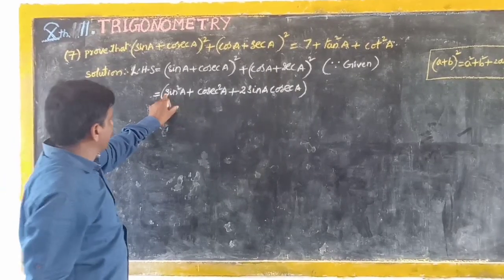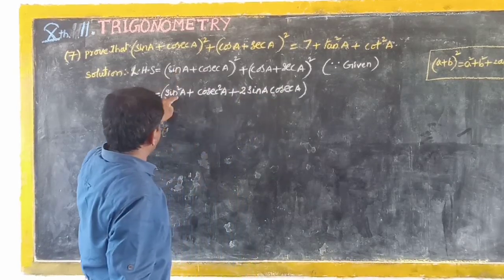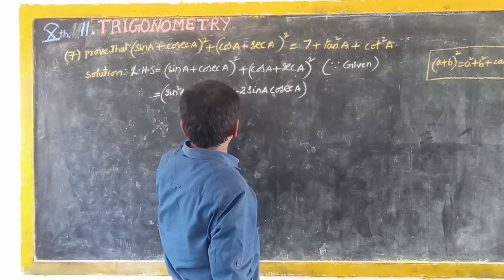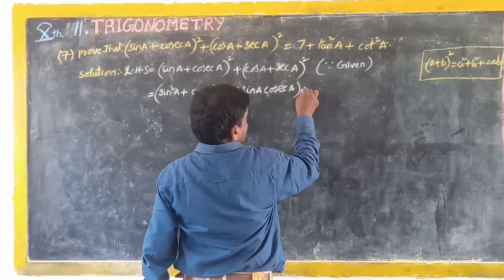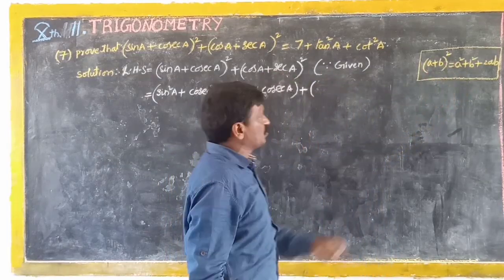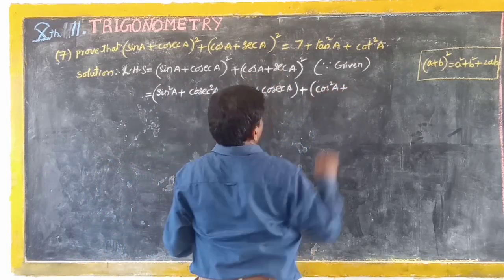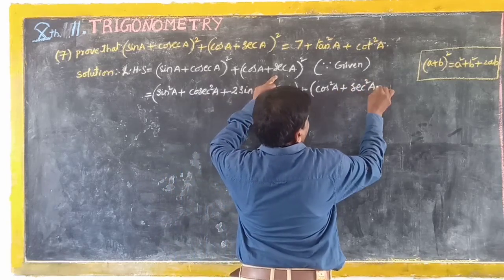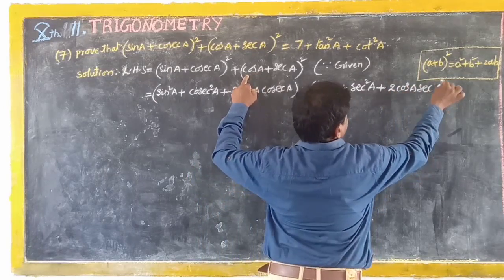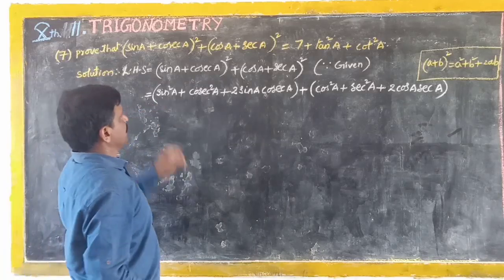Did you understand? (sin a + cosec a)² = sin²a + cosec²a + 2 sin a cosec a, which is a² + b² + 2ab. As well as, in the same way, (cos a + sec a)² = cos²a + sec²a + 2 cos a sec a, where this is a and this is b. Did you understand? Okay.